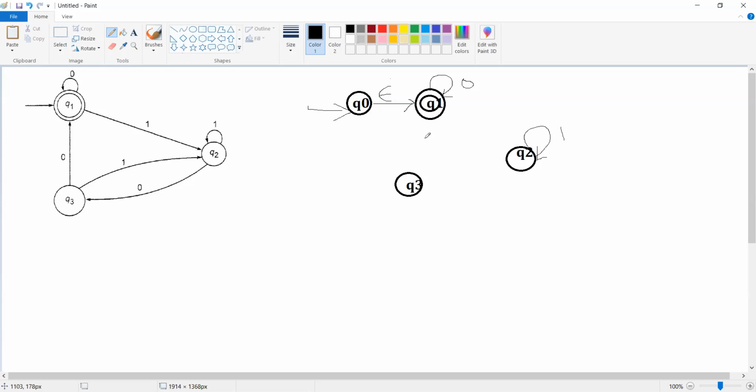Then Q3 to Q1, there is a transition with 0. And Q3 to Q2, sorry, Q3 to Q2, 1. And Q2 to Q3, 0. Next, Q1 to Q2 is 1.